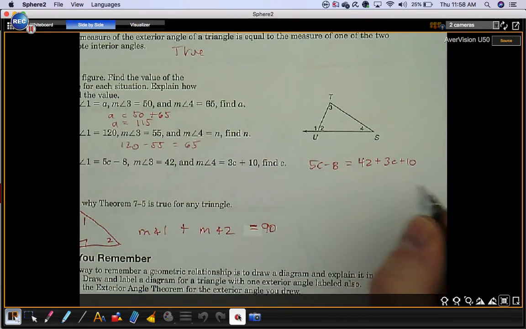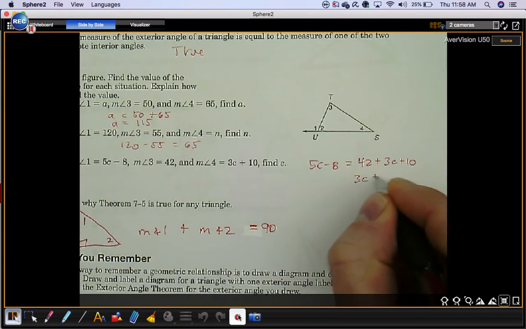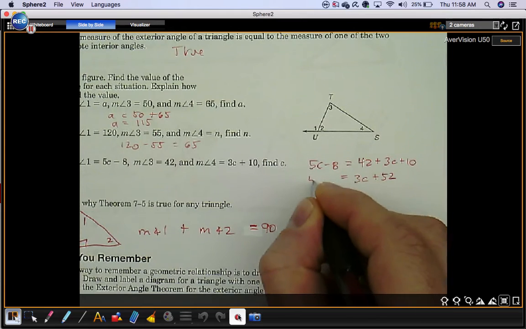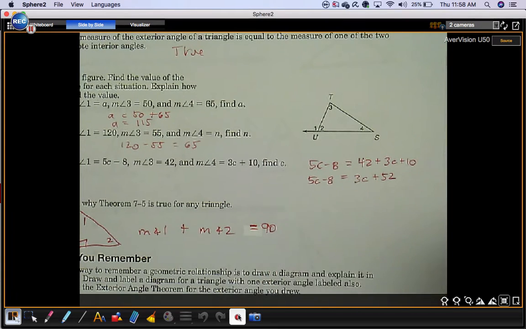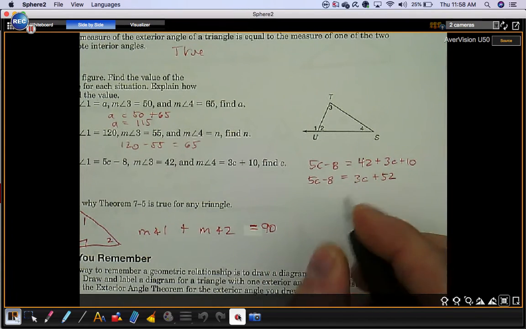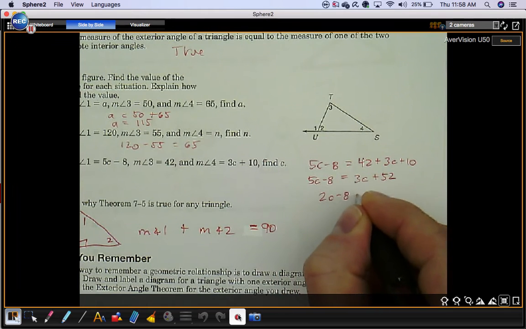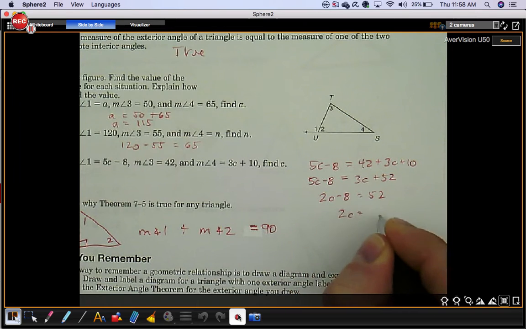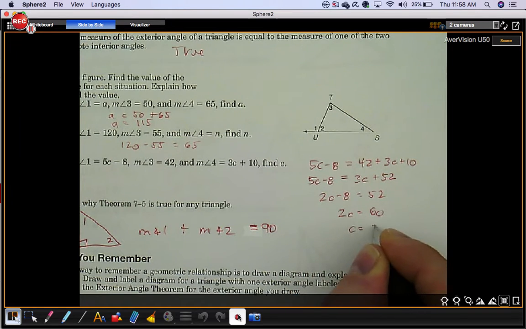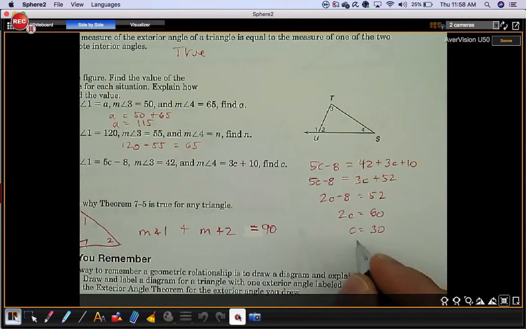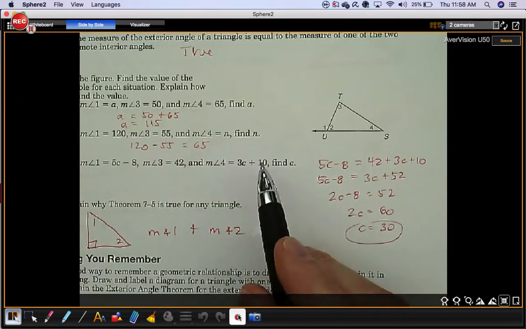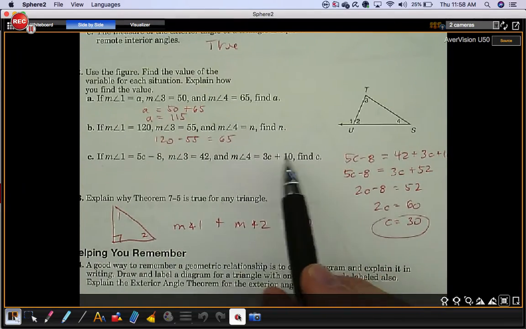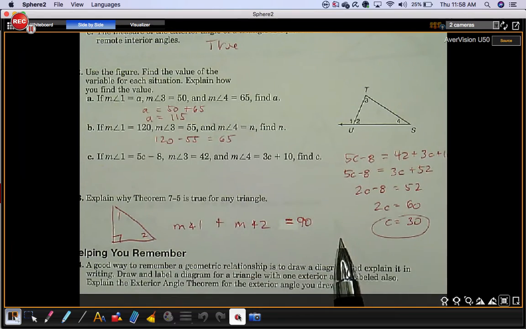So I'm going to clean this up over here. I'm going to call this 3C plus 52. I'm going to subtract 3C from both sides. I'm going to add 8 to both sides. And I'll divide by 2. C is going to be 30. I could plug back in, see if my answer is correct also.